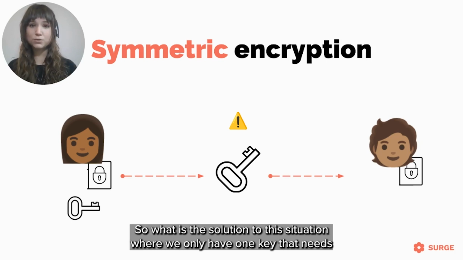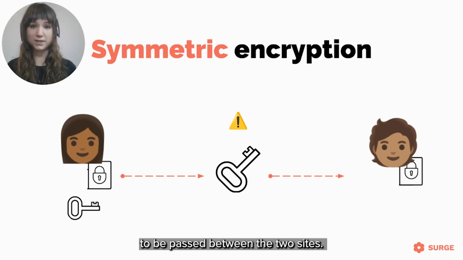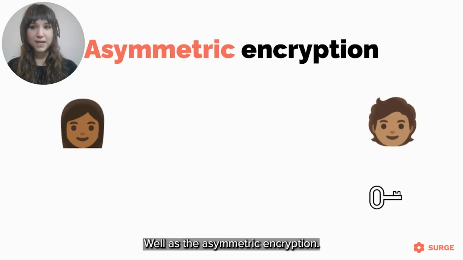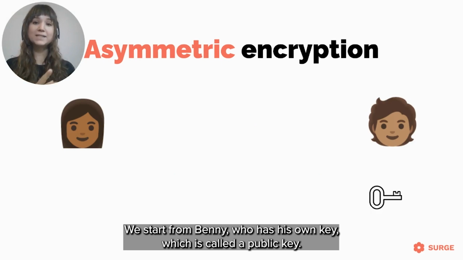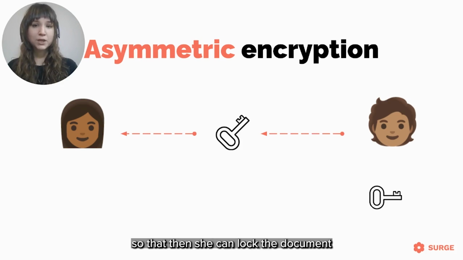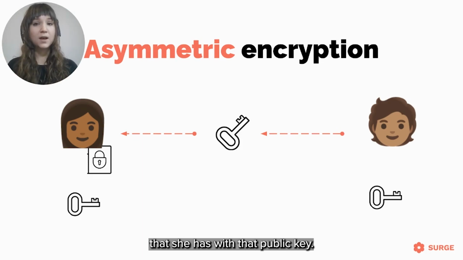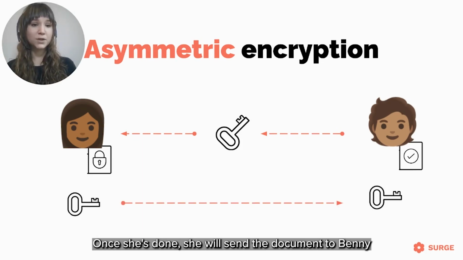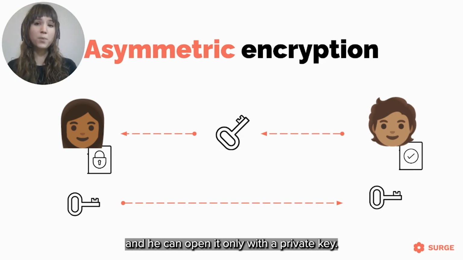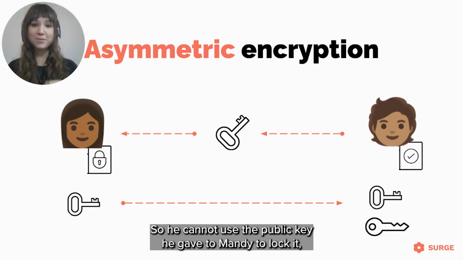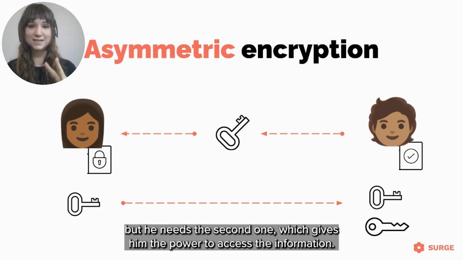So what is the solution to this situation where we only have one key that needs to be passed between the two sides? Well, it's the asymmetric encryption. We start from Benny, who has his own key, which is called a public key. He provides it to Mandy so that she can lock the document with that public key. Once she's done, she will send the document to Benny, and he can open it only with a private key. So he cannot use the public key he gave to Mandy to lock it, but he needs the second one, which gives him the power to access the information.